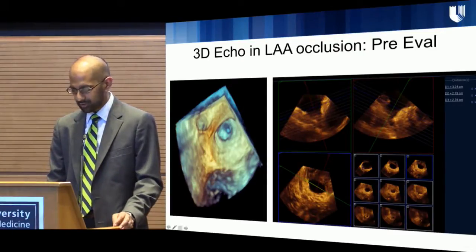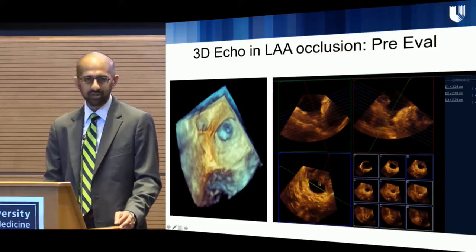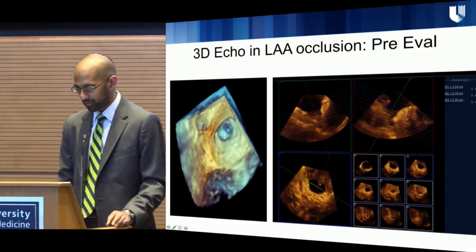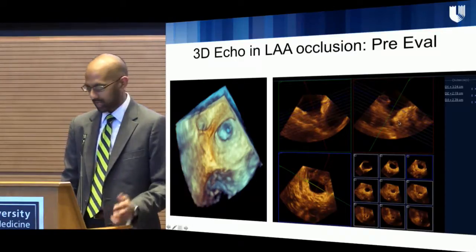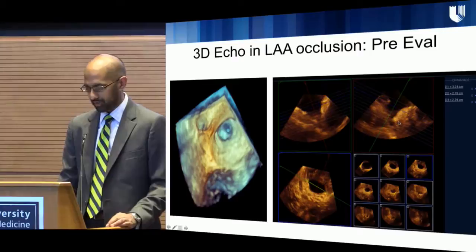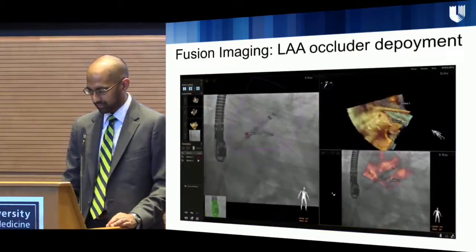And again, the reason for doing this is the os is never a circle. It's something else. It's an oval. And you can actually take it at multiple levels as well to decide exactly how deep you want to put the device depending on the size of the device.